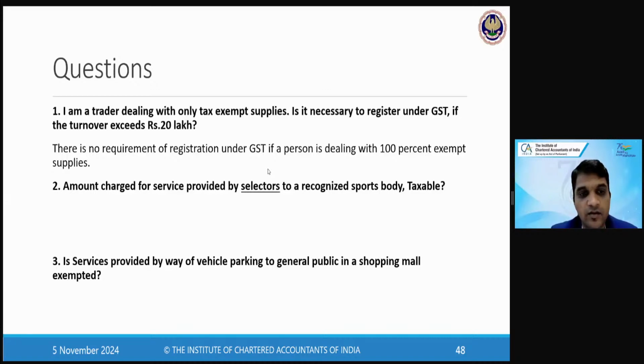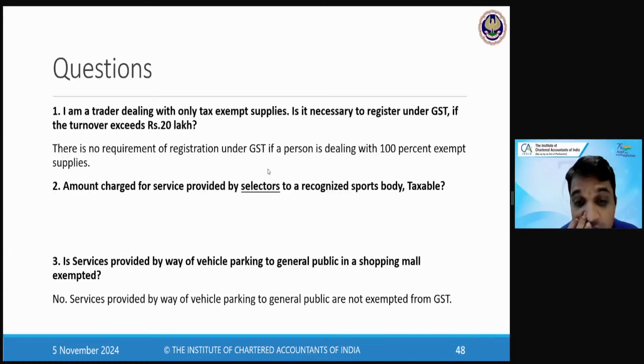Yes, exempted. Okay. But taxable because consideration is given, but it's to government, so it is exempted. Where is government getting involved here? It is to the general public. No, services provided by way of parking to the general public are not exempted. So whatever parking charges we pay, they are all taxable, not exempted.